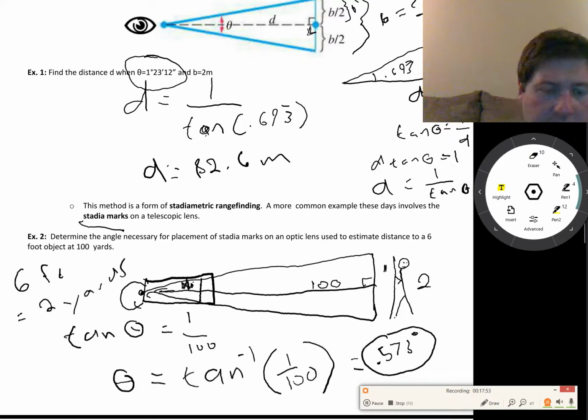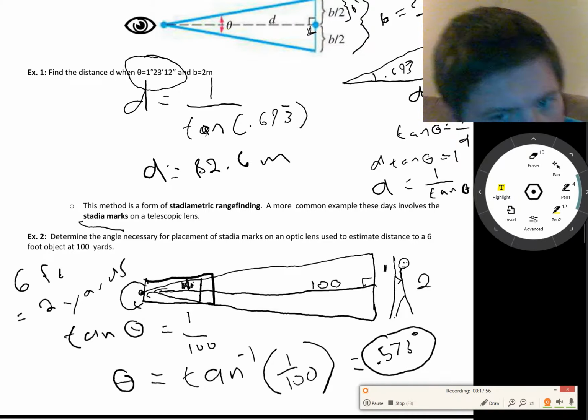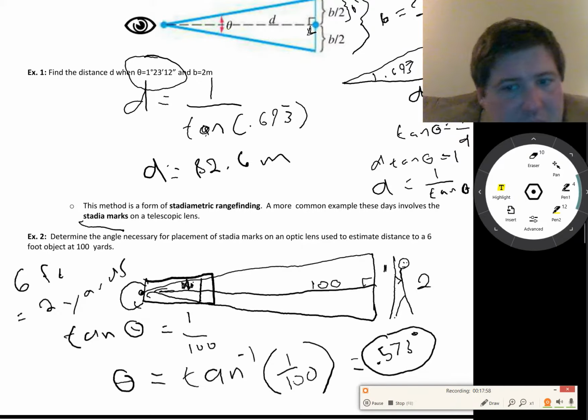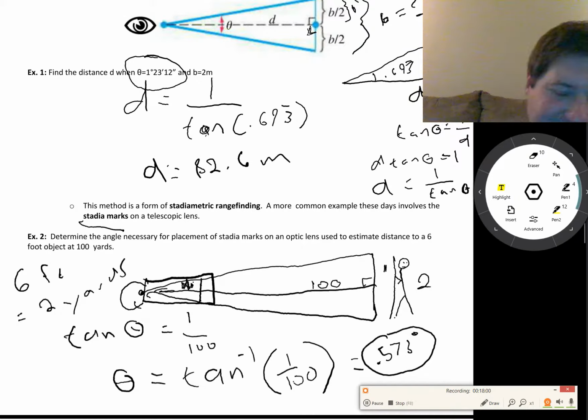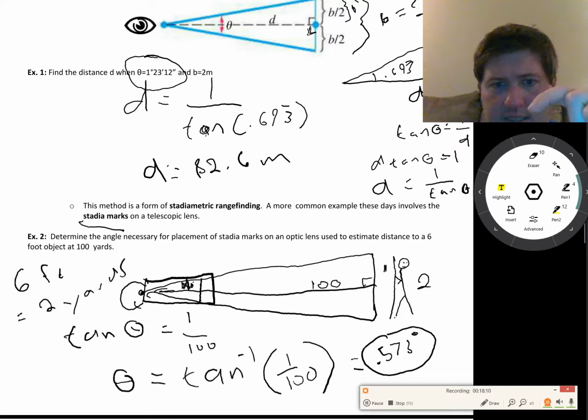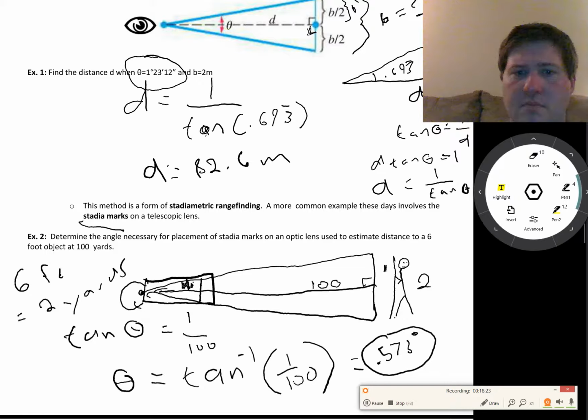It's pretty neat. If you've ever used binoculars or something, or I know rifle scopes are pretty common in Mississippi. For those of you who are actually in Mississippi, you've got these little tick marks on your rifle. That's what they are. They're stadium marks, so that at a set distance, a person of a certain height would be covered by that. So pretty neat. Just a fun fact.